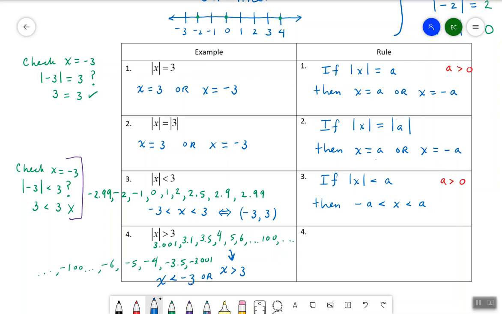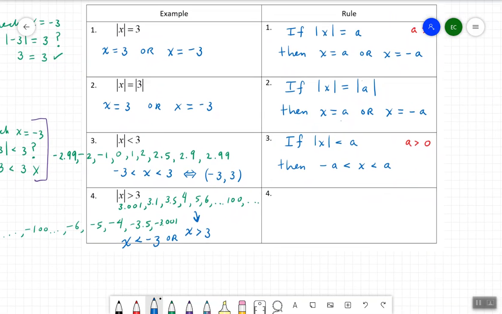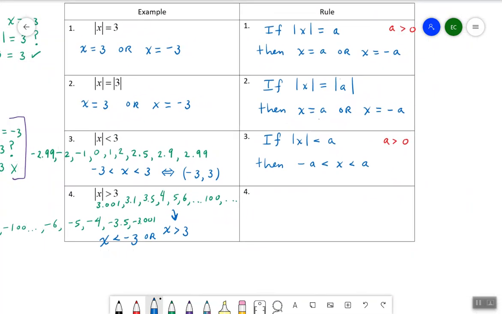X is less than negative 3 or x is greater than 3. We could write that in interval notation. We could write negative infinity up to negative 3, and then a union symbol, and then 3 to infinity.